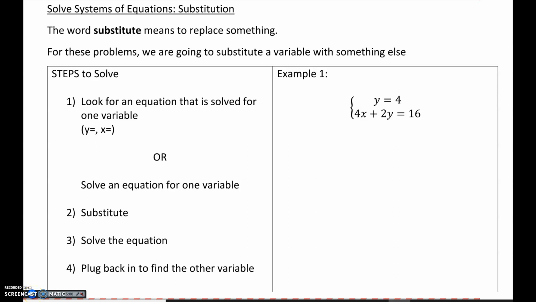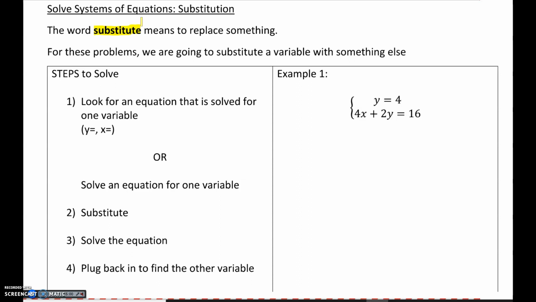In this video, we're going to take a look at solving systems of equations using a different method called substitution. So really quick, just to review, remember that word substitute? It just means that you're going to replace something. So when you're substituting, you're replacing a value with something else. So we are going to substitute a variable in these problems with something else.